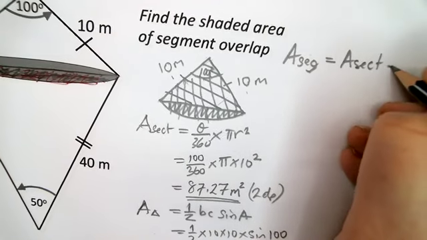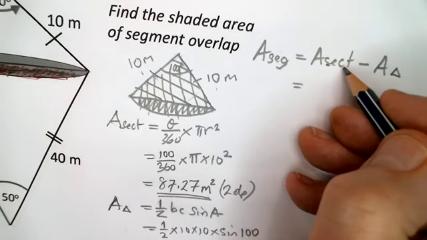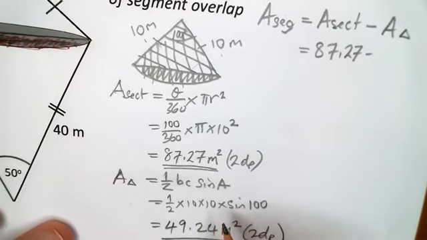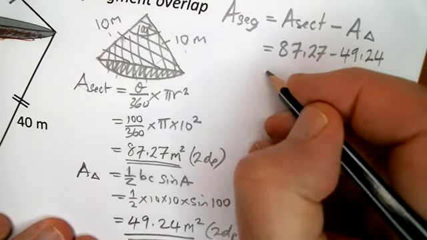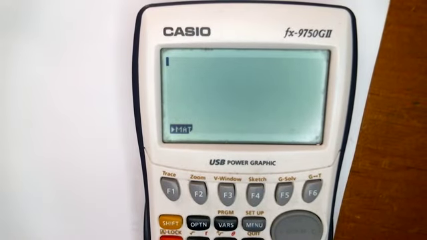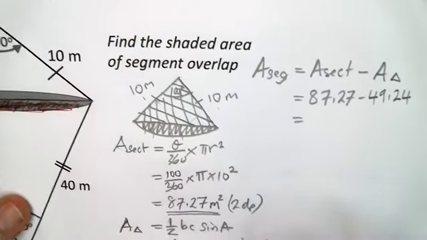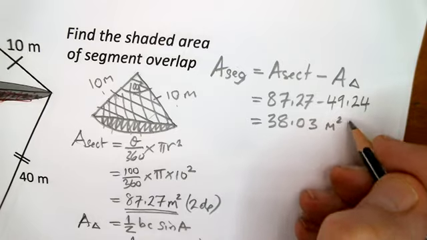The area of the segment is equal to the area of the sector minus the area of the triangle, which is equal to the area of the sector is 87.27, the area of the triangle is 49.24, and the total thing comes to, let's have a look. So I've got 87.27 minus 49.24. Where do we get to? And I got 38.03, and that's going to be square meters, and again to 2dp.